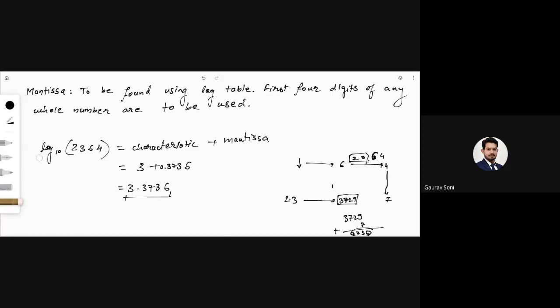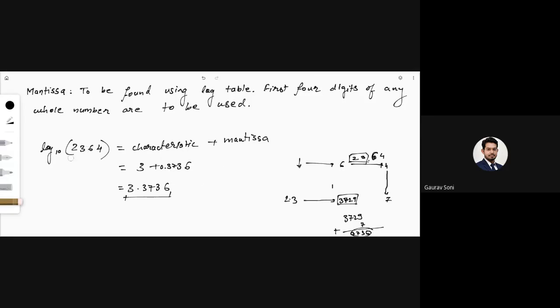So I want to find, say, log 10 of 2364. So log of any number is actually equal to characteristic plus mantissa. Now the way I have to define a characteristic is this. I will look at this number. It is greater than 1. So whenever it is greater than 1, you find the digits before the decimal point. So there are 4 digits. So 4 minus 1 is 3. 3 becomes the characteristic.